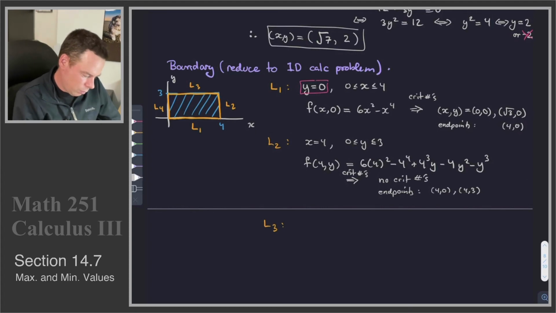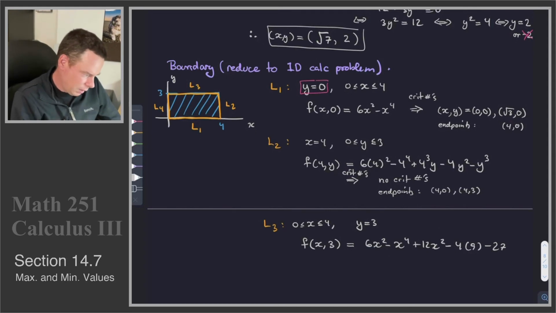For that curve, x can range between 0 and 4, and y has a value of 3, so our function is given by f(x, 3). That's now a function of a single variable. We plug that in and we get 6x squared minus x to the 4th plus 12x squared minus 4 times 9 minus 27. You can do a little bit of simplification on that. Look for the critical numbers for that function of a single variable, and we get that the critical points are 0, 3 and 3, 3.